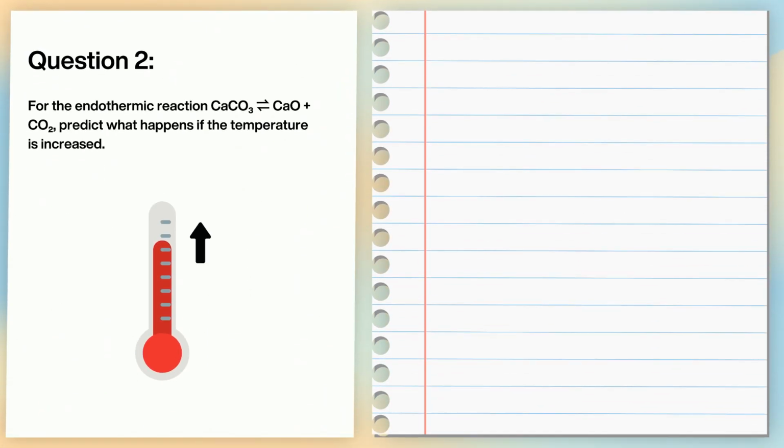Question 2. For the endothermic reaction CaCO3 producing CaO plus CO2, with the reaction being reversible, predict what happens if the temperature is increased. Pause here to have a go.